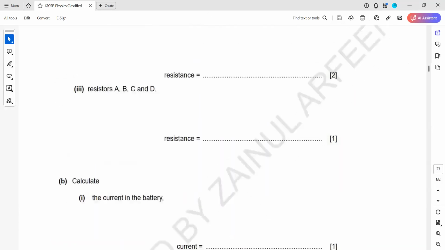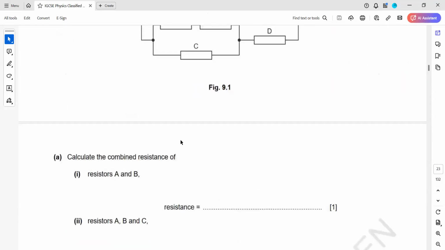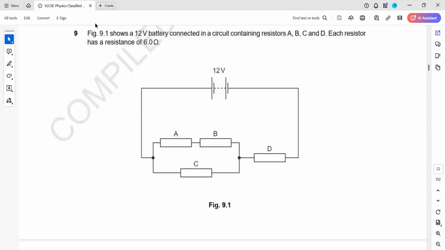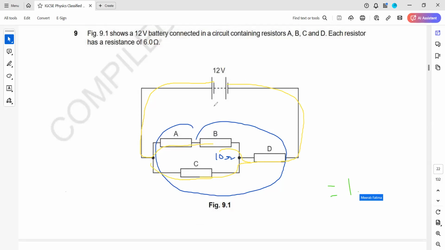The next is calculate the current in the battery. So how to work out the current in the battery? We know the total resistance of this whole part of the circuit, which is 10 ohm. And what is the total current? The same current will pass through D, because the total current enters the circuit, divides in the branches and then recombines, so the same current will flow out. So if we need the current, V equals IR. Current is voltage divided by resistance, so 12 divided by 10, which is 1.2 ampere.